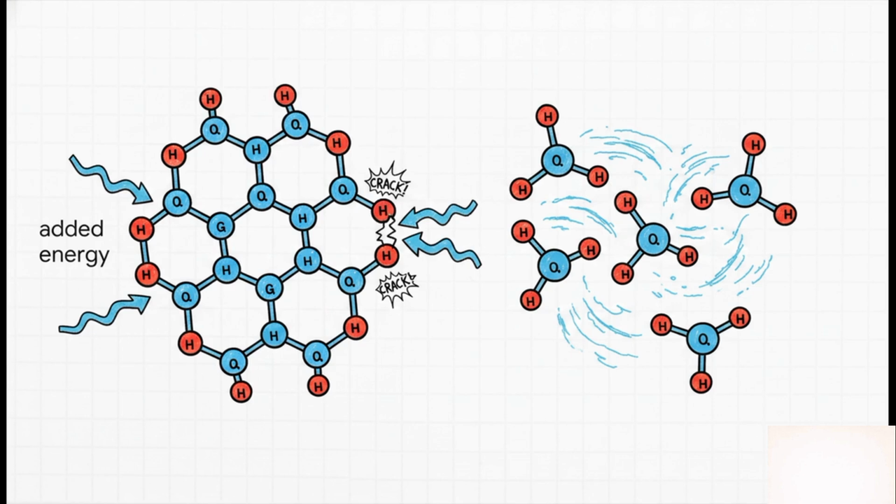So where is that energy going? It's not making the particles faster. Instead, it's being used for one thing, to fight and break those sticking forces we talked about. This is the energy it takes to literally rip the particles apart and change state, from solid to liquid or liquid to gas. That's a phase change.